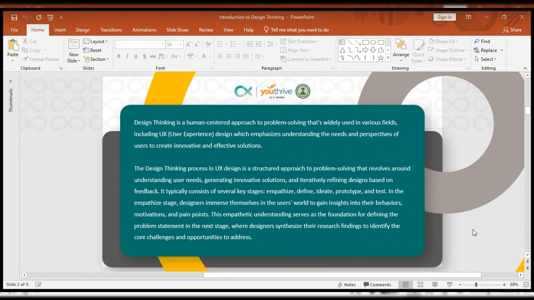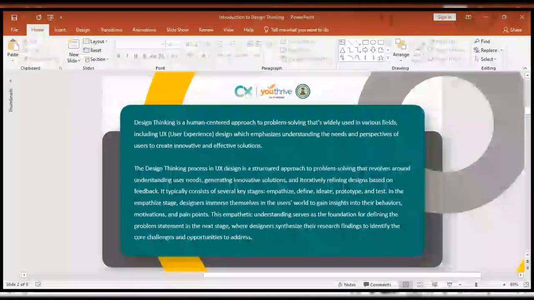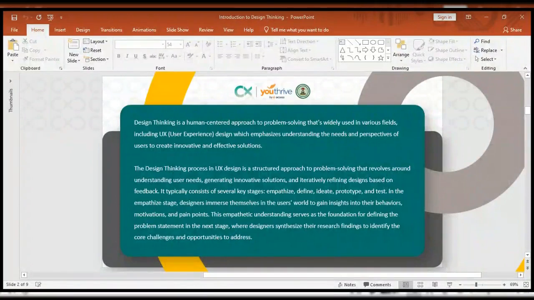Now, the first one is empathy. What is empathy? Designers immerse themselves in the user's world. We bring ourselves down as designers and penetrate into the user's world, where we get insights into their behaviors, motivations, and pain points.